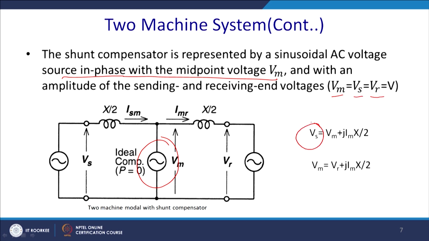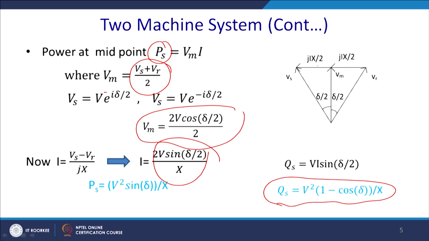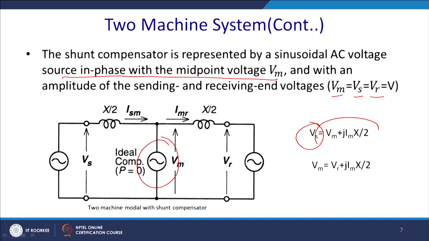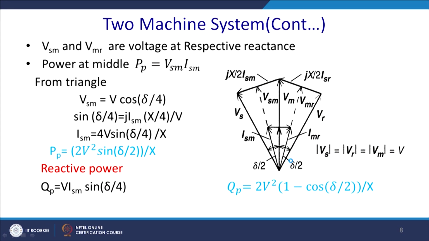Similarly, we can write from the previous phasor diagram Vm equal to Vs plus jI into x by 2. Similarly, you can rewrite this equation as Vm equal to Vr plus jI into x by 2. Thus, we can equate Vm on both sides and see what we get. At the midpoint, power is actually Vm into Im.